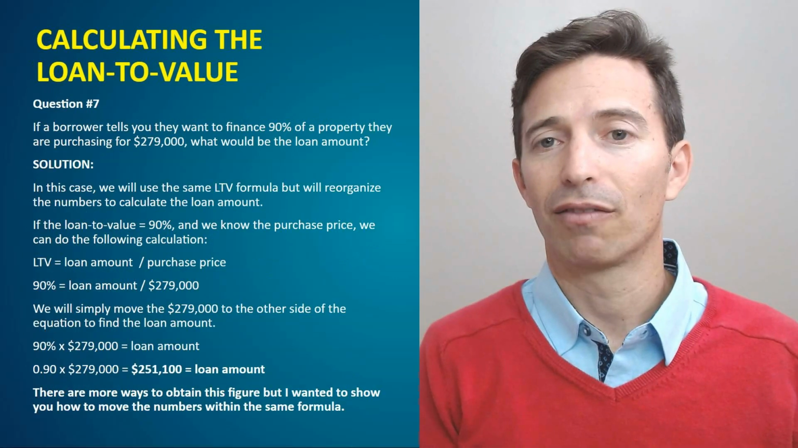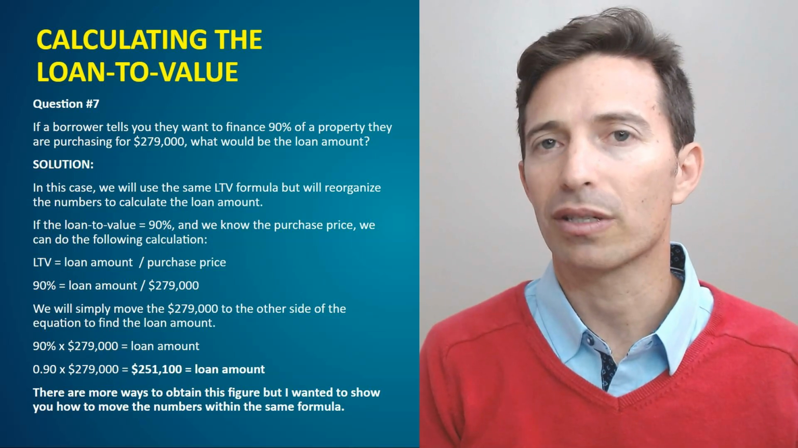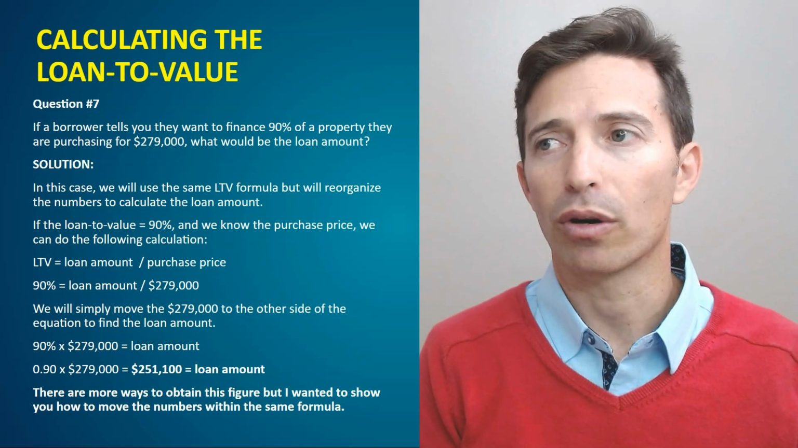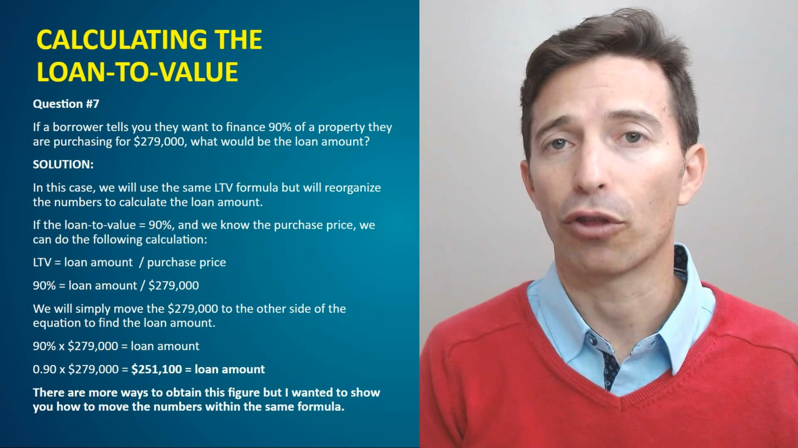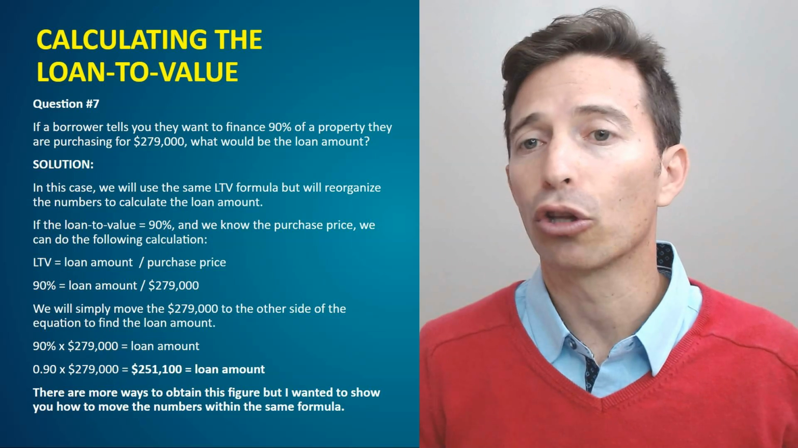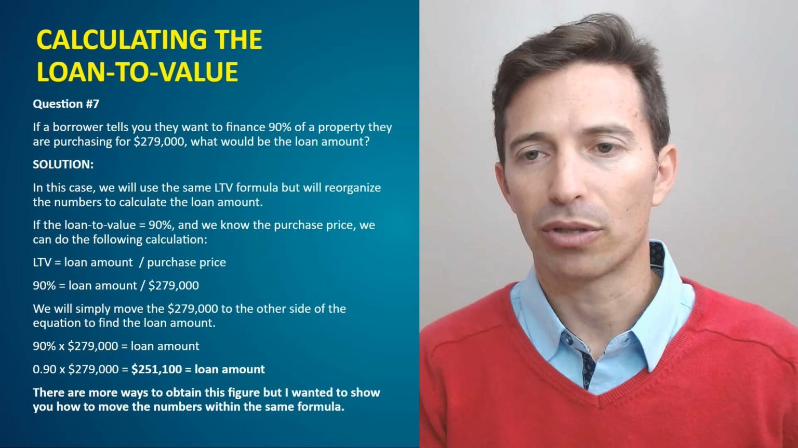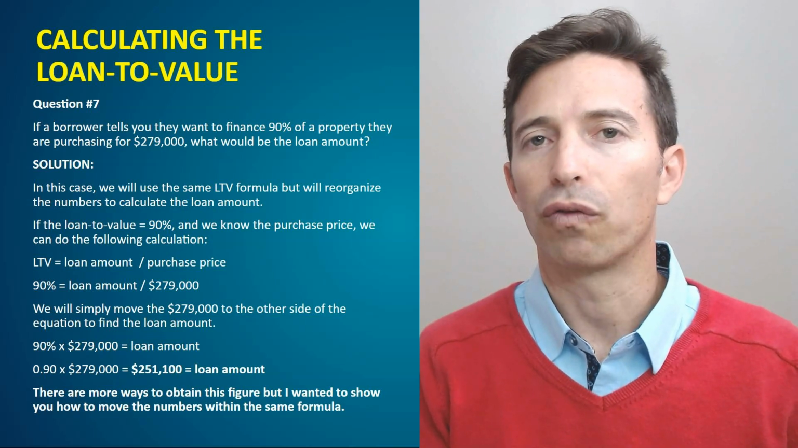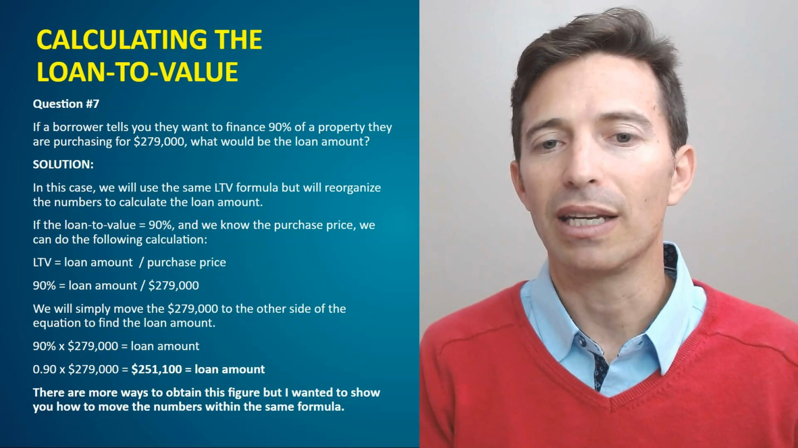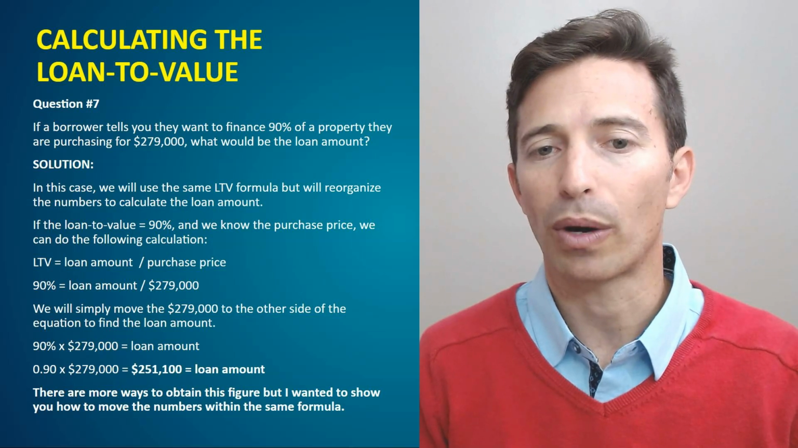Question number 7. If a borrower tells you they want to finance 90% of a property they're purchasing for $279,000, what would be the loan amount? Now that's why it was important to know the variations of the same equation for the LTV. So we're just going to flip the numbers over and turn them so that we can calculate the loan amount. Now, if we know that the loan to value is 90%, then we can do the following calculation. So 90% equals the loan amount divided by $279,000, which is the purchase price.